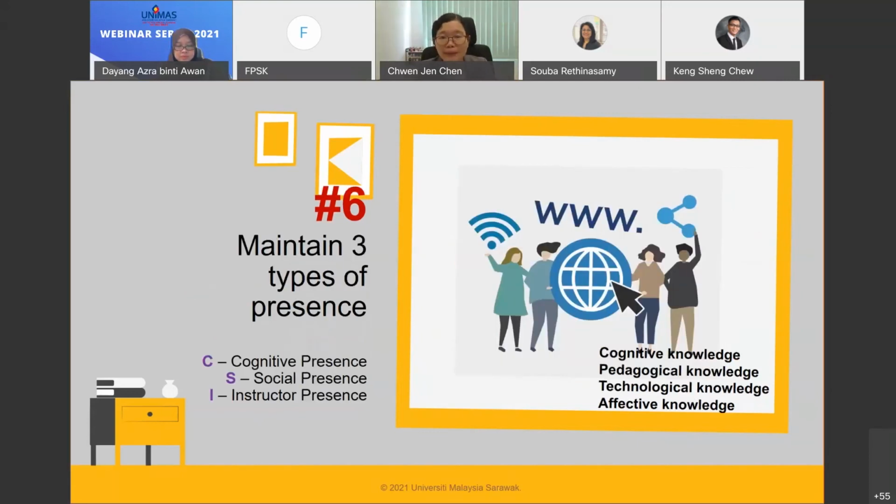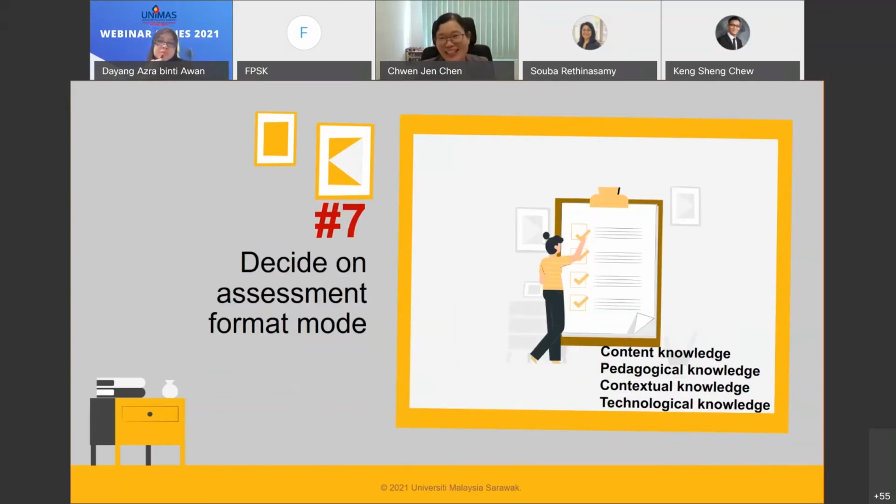And tip number 6, a consideration, is to maintain the CSI. Whenever you design it, think carefully: how can I incorporate C? How can I incorporate S, and how can I incorporate the I? Try to incorporate some of this in your learning design. And finally, you have to decide on your assessment format, based on your content knowledge, pedagogical knowledge, contextual knowledge, and of course the technological knowledge as well.